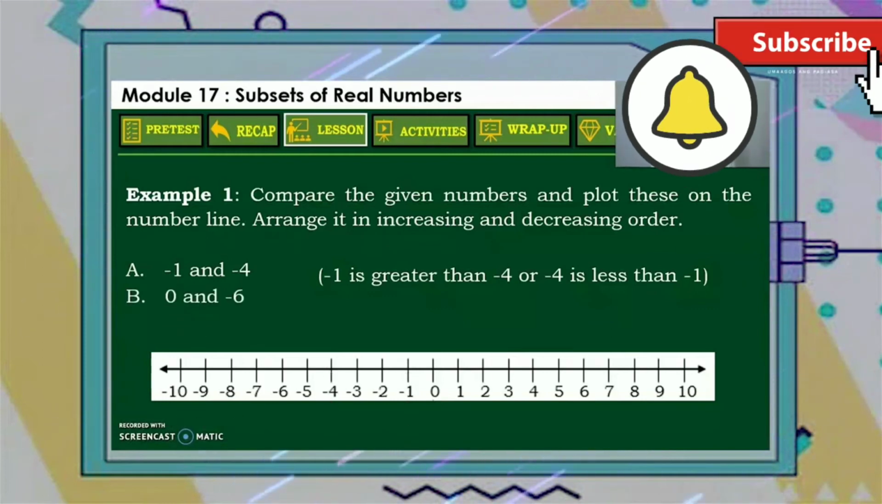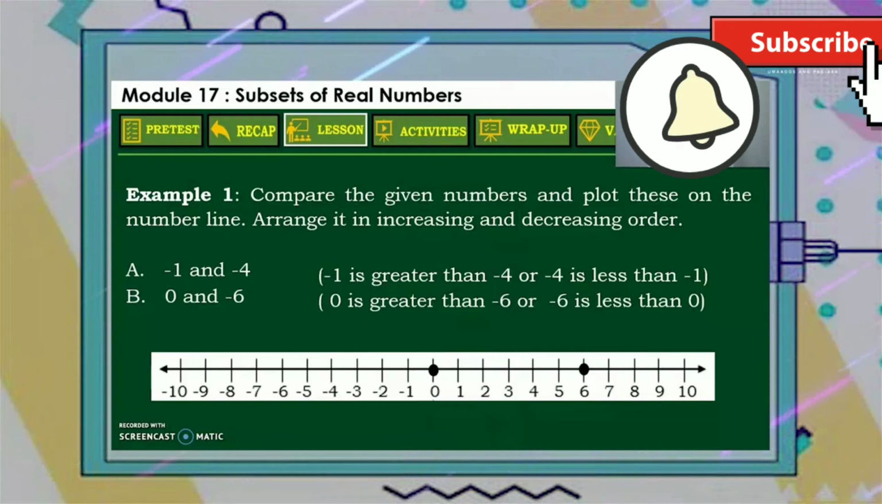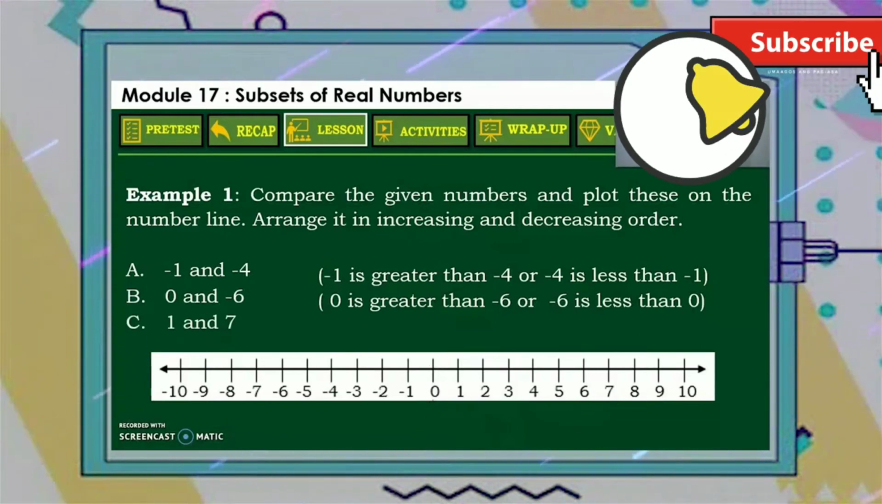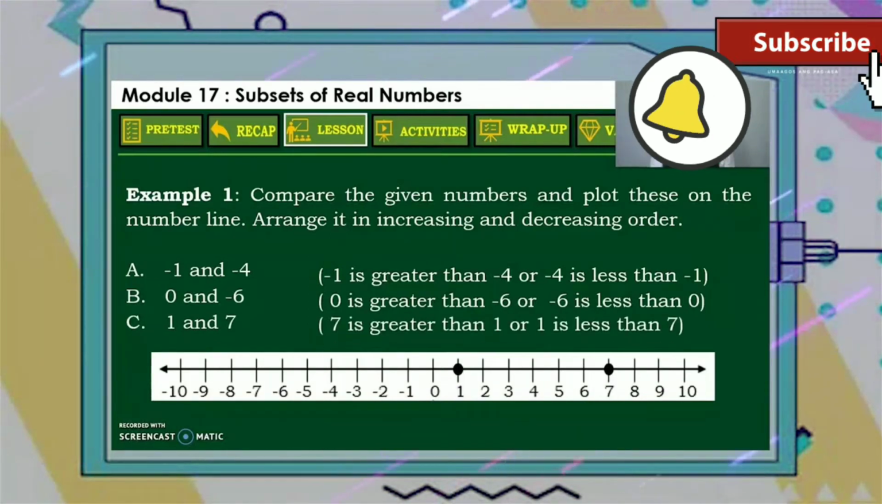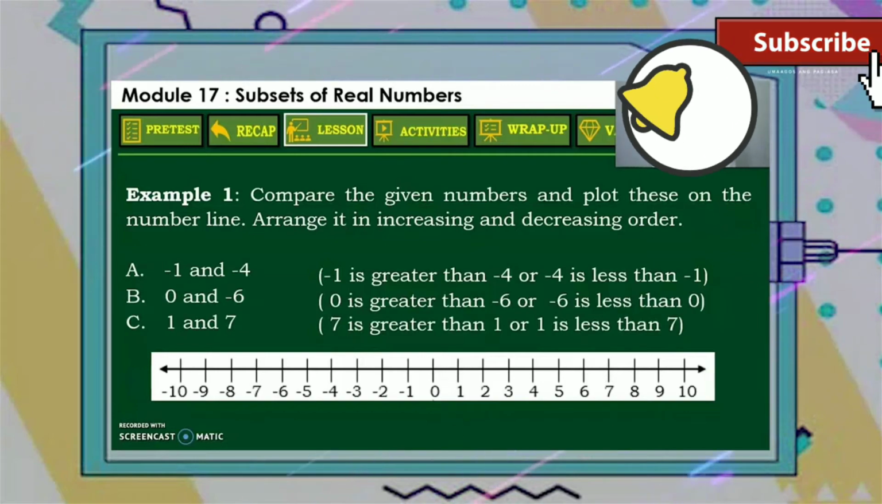For letter B, we have 0 and negative 6. 0 is greater than negative 6 or negative 6 is less than 0. For letter C, we have 1 and 7. 7 is greater than 1 or 1 is less than 7.